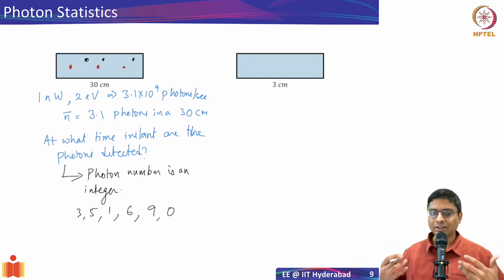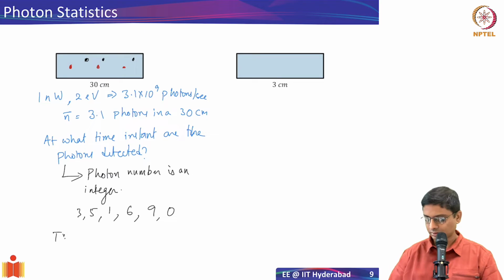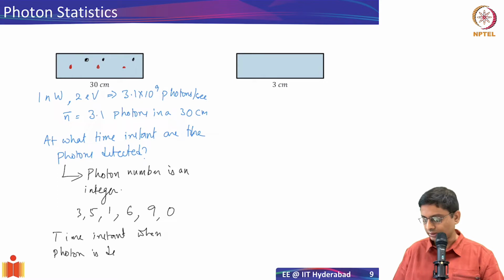Because of the inherent discrete nature of the photon, there is going to be a certain distribution associated with the number of photons. So basically the time instant when a photon is detected is random.